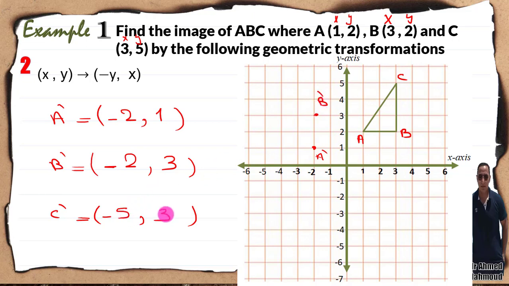Finally, negative 5 and 3. Negative 5 and go up to 3. This is C dash. Finally, I'm going to draw the triangle like this. It will be triangle A dash, B dash, C dash. Note that C turned from this position to this position. A turned from here to here. B turned from here to here. This is rotation.